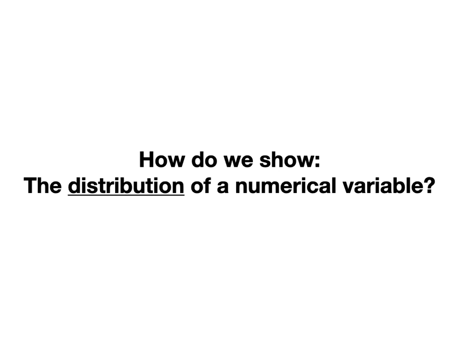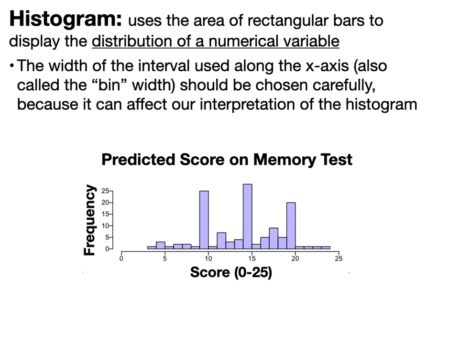Okay, so first of all, suppose we want to show the distribution of a single numerical variable. We've done that already in this course a bunch. One way to do that is a histogram. So a histogram uses the area of the rectangular bars to display the distribution of a numerical variable.